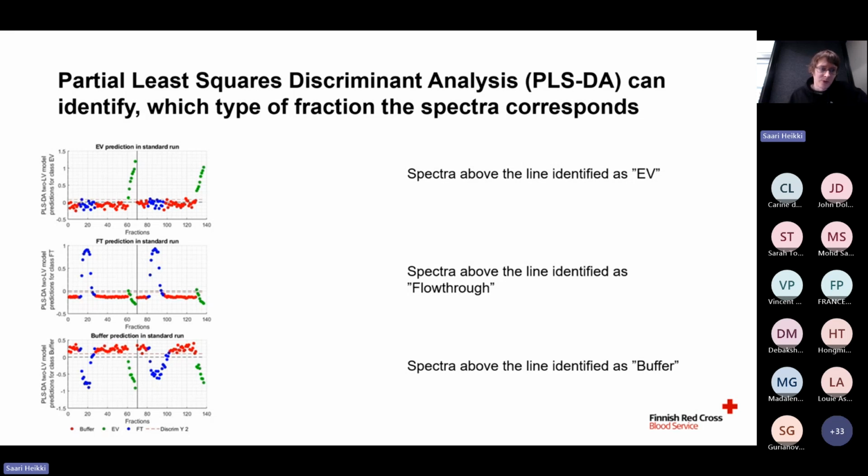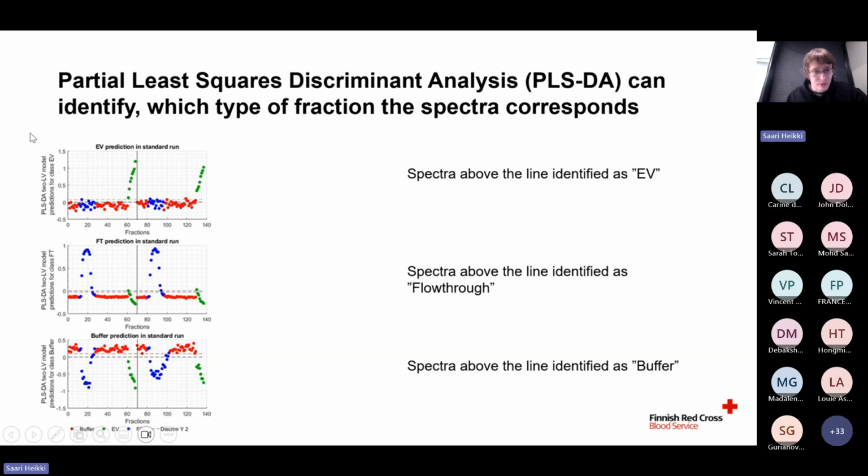So the way this works is that you teach the model with, for example, the standard run here, which spectra correspond to which fraction. And here the green ones correspond to the EV fraction, the red is buffer, and the blue is the flow-through fraction. And if you get a value that is above this 0 baseline, the model identifies it either as EVs, or if you look at the flow-through, it identifies it as the flow-through, and then also the buffer.